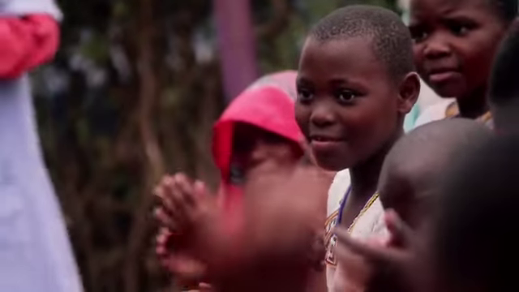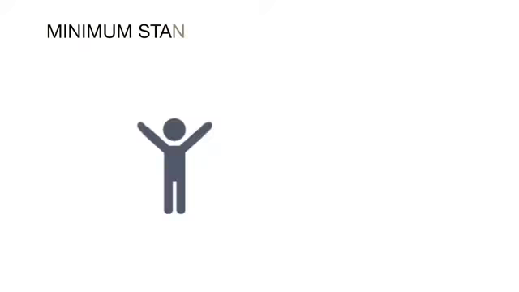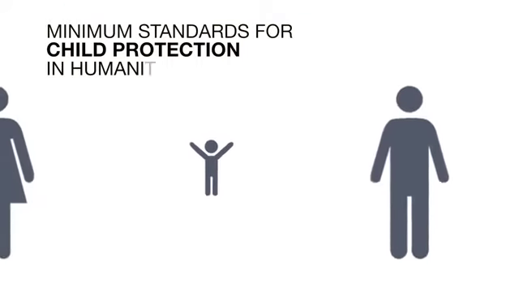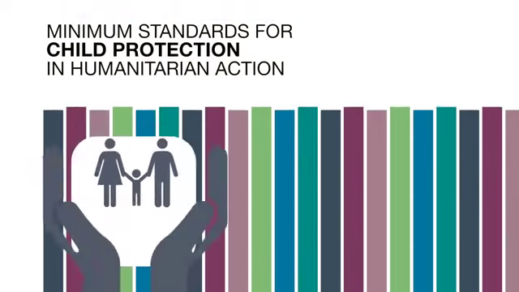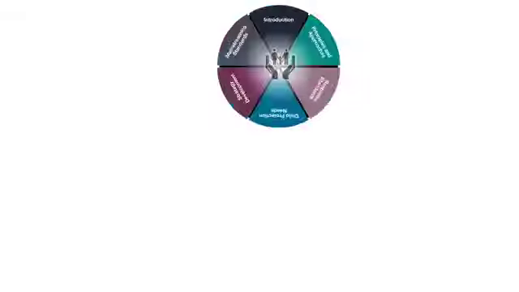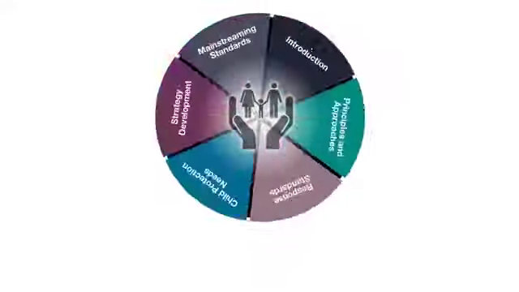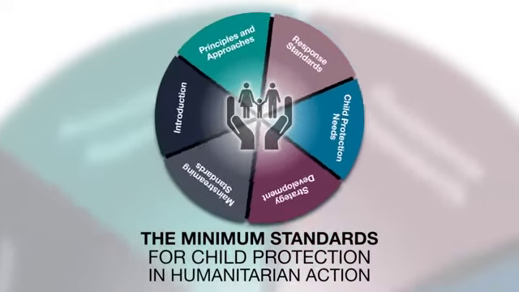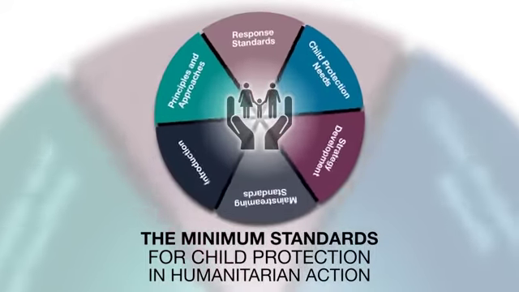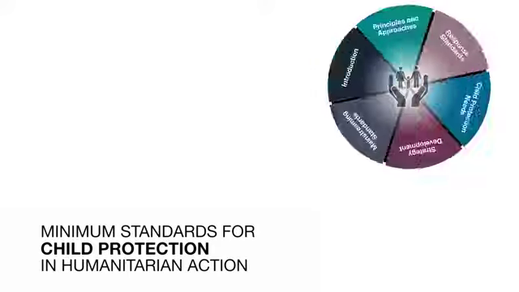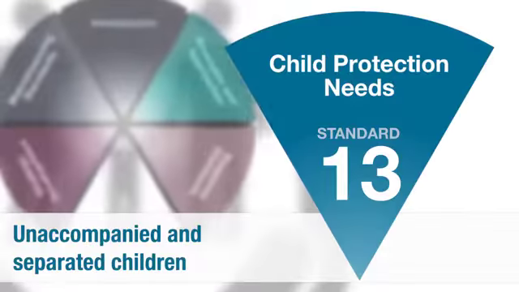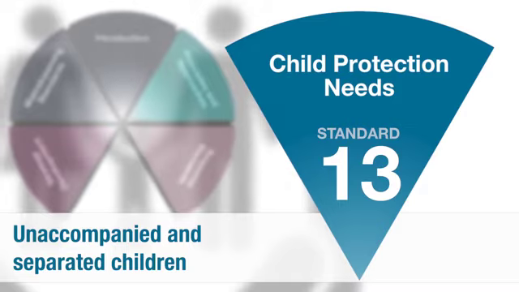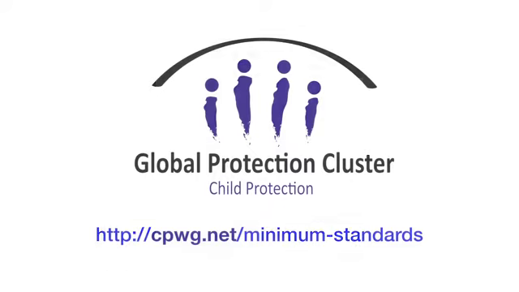The Global Child Protection Working Group, the international coordinating body for protecting girls and boys in humanitarian settings, has produced a video series on the minimum standards for child protection in humanitarian action. These minimum standards, also known as the CPMS, were developed through widespread interagency collaboration. They are one of the companions to the Sphere standards. This video examines Standard 13, Unaccompanied and Separated Children. For other installments in the series, please go to the CPWG's website.